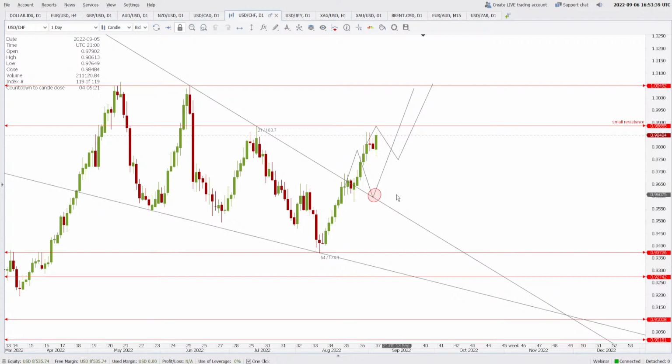But as of now, 0.9885 is the immediate level of resistance, and on the lower side we have now a support at around 0.9372 area. There's nothing much.